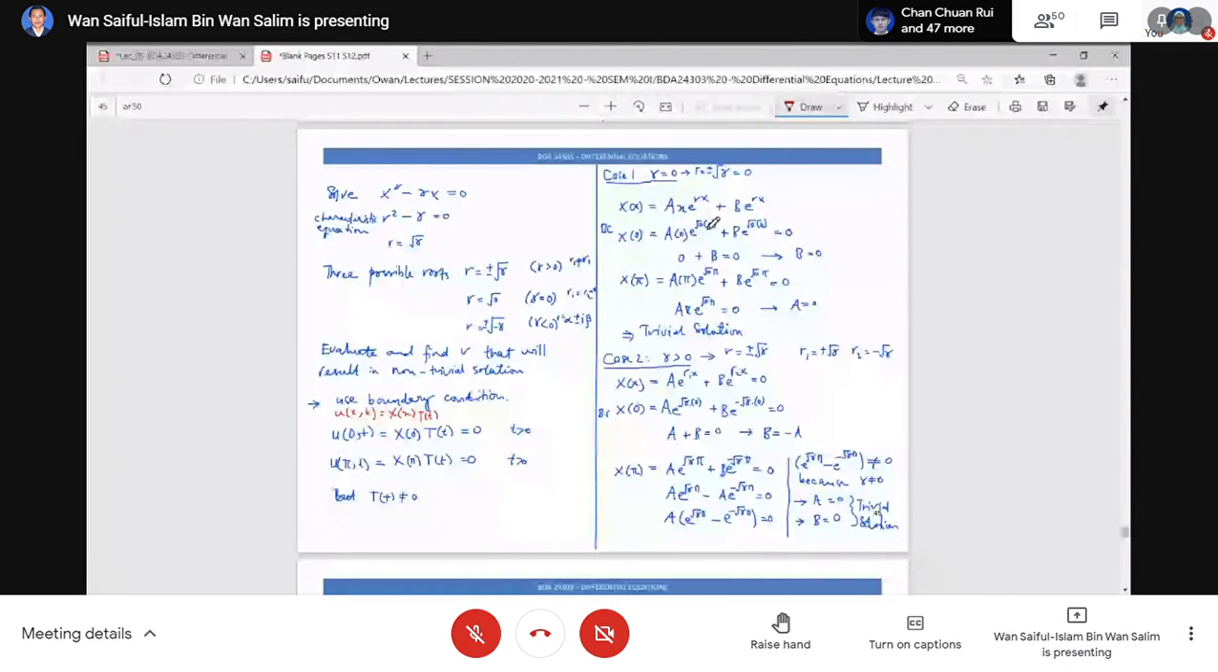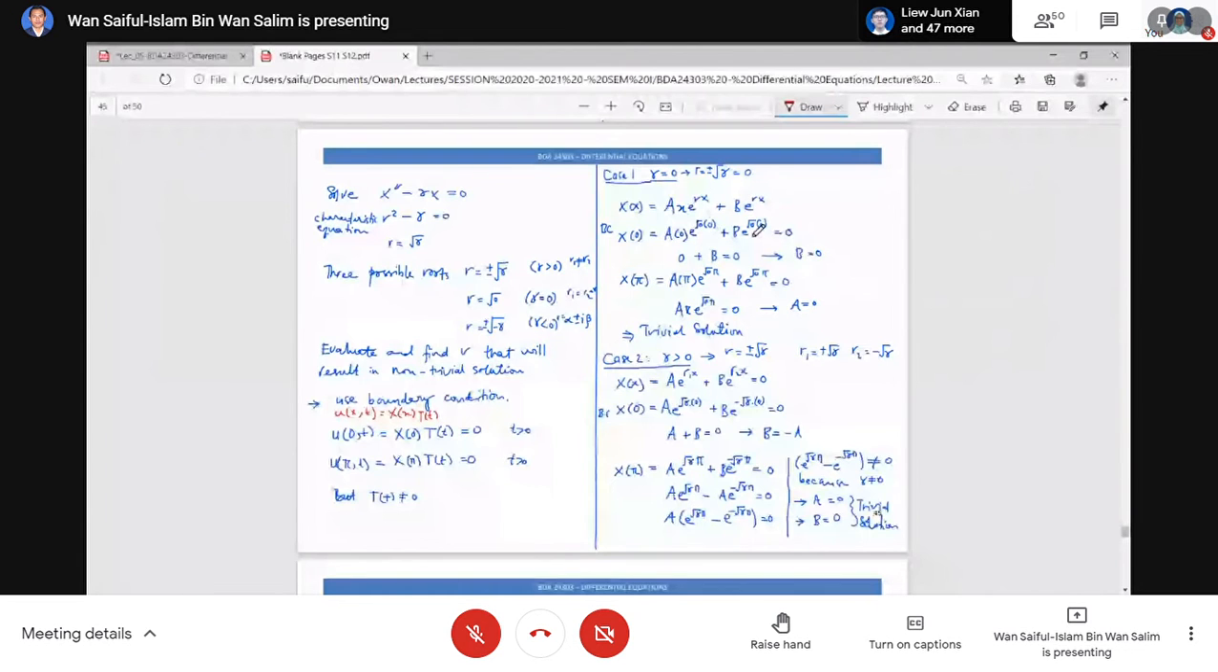Right, so a times 0 times this is 1 plus b times this is also 1. Okay, e to the power of 0 is 1 equals to 0. So this is 0, this is going to be 0. So we have 0 plus b equals to 0. Therefore, we get b equal to 0. And then we evaluate the second boundary condition at x equal to pi.